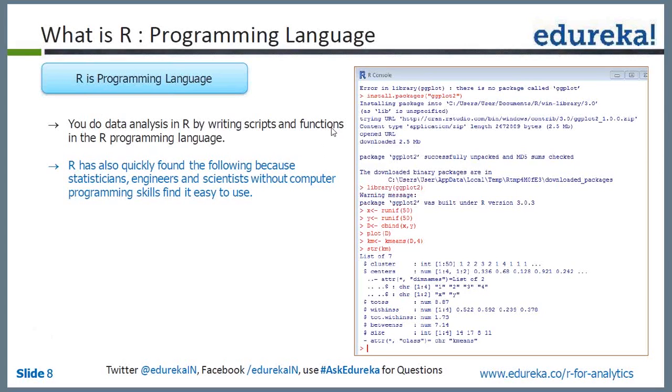Let me take a quick look at the question window. What are the advantages of R over SAS? I'll come to that. Sure, I'll come to that.